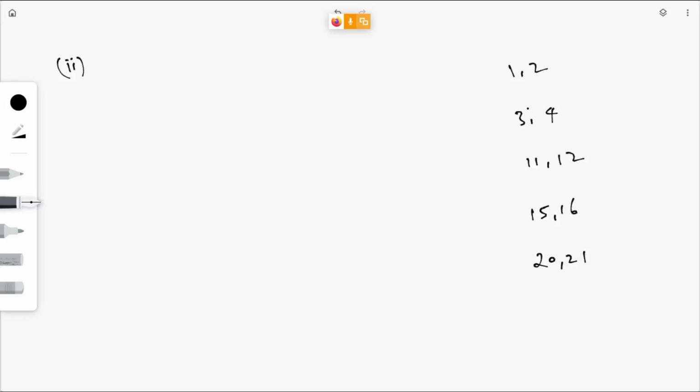Either you can say the difference between the given numbers is 1, or if you add 1 to the first term, then you will get the next term. Yes or no? If you take all these terms as x, what is this term? This term will be your x plus 1. See here, if you take this 3 as x, what is 4? x plus 1, 3 plus 1.